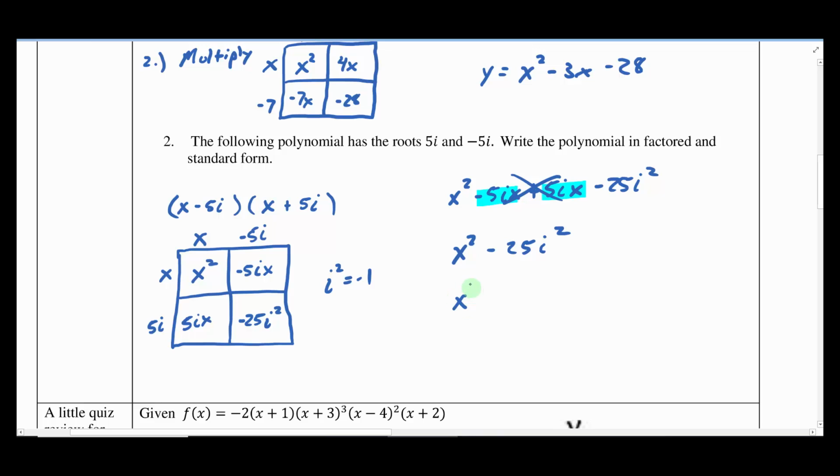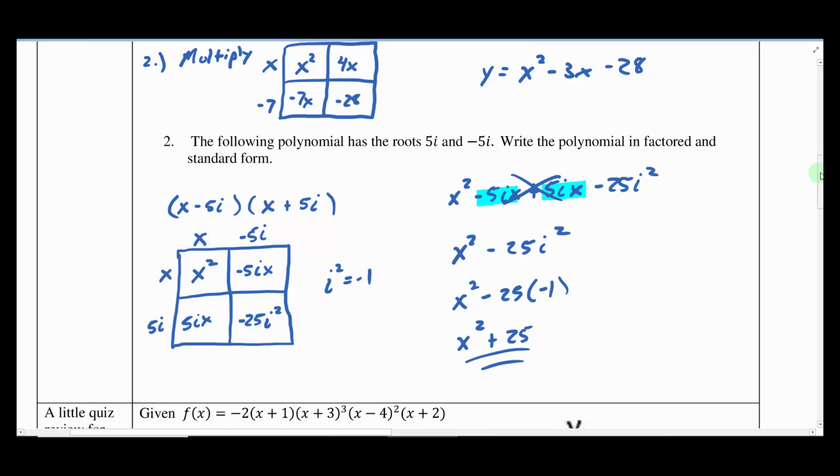All right, so we've got x squared minus 25 times negative 1, right, instead of i squared. The i squared got replaced. Okay. Now negative 25 times negative 1, a negative times a negative is a positive, so this will be x squared plus 25. There is my standard form. All right, seems like a lot, but there's really no part of that that's hard. You just got to take it a piece at a time and keep progressing through.